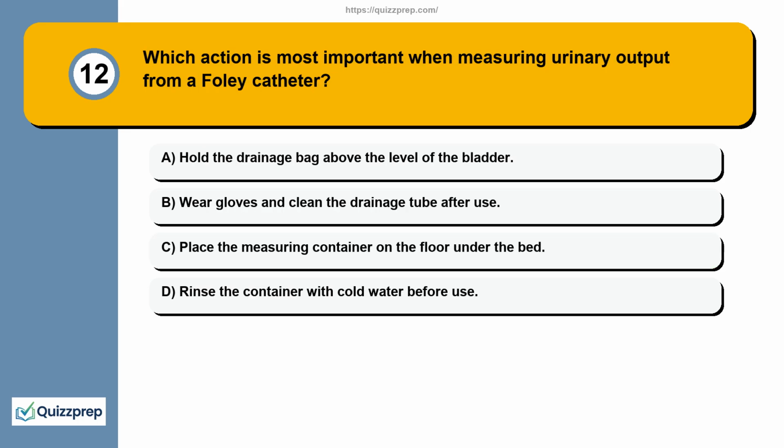Question 12. Which action is most important when measuring urinary output from a Foley catheter? Hold the drainage bag above the level of the bladder. Wear gloves and clean the drainage tube after use. Place the measuring container on the floor under the bed. Rinse the container with cold water before use.